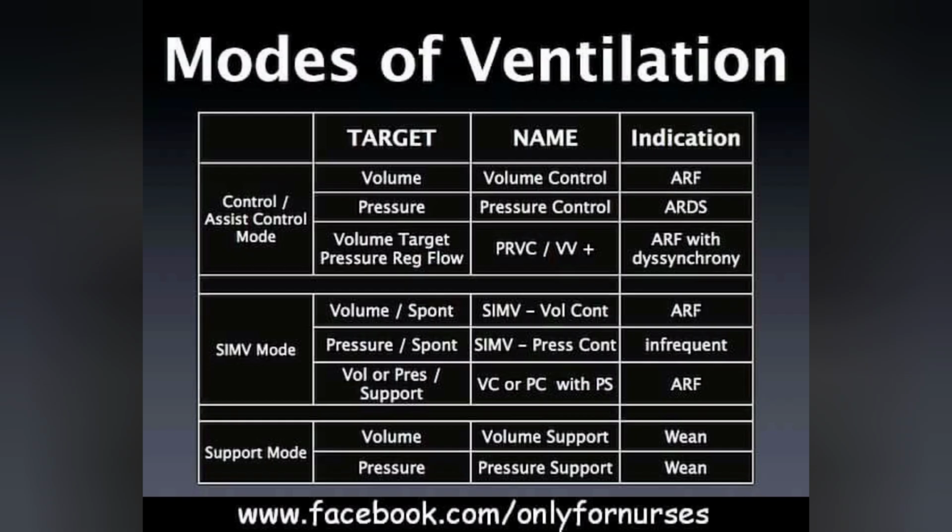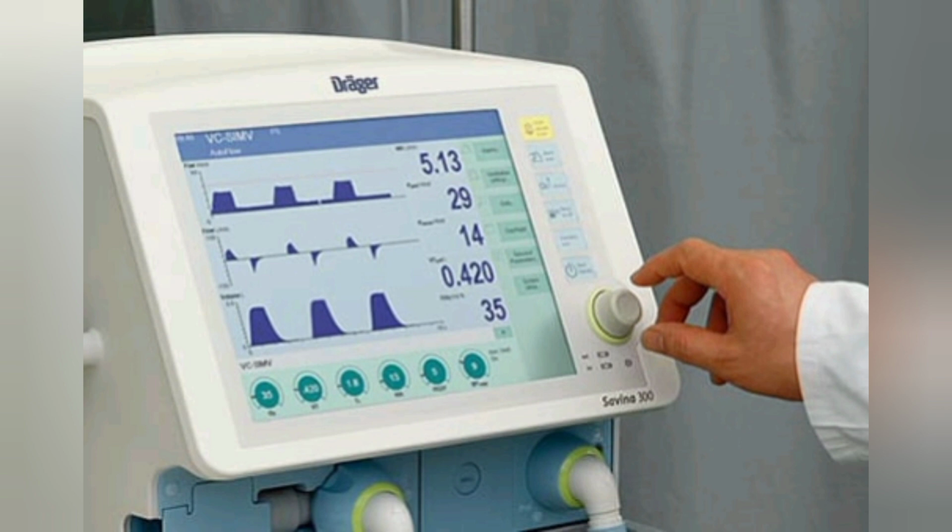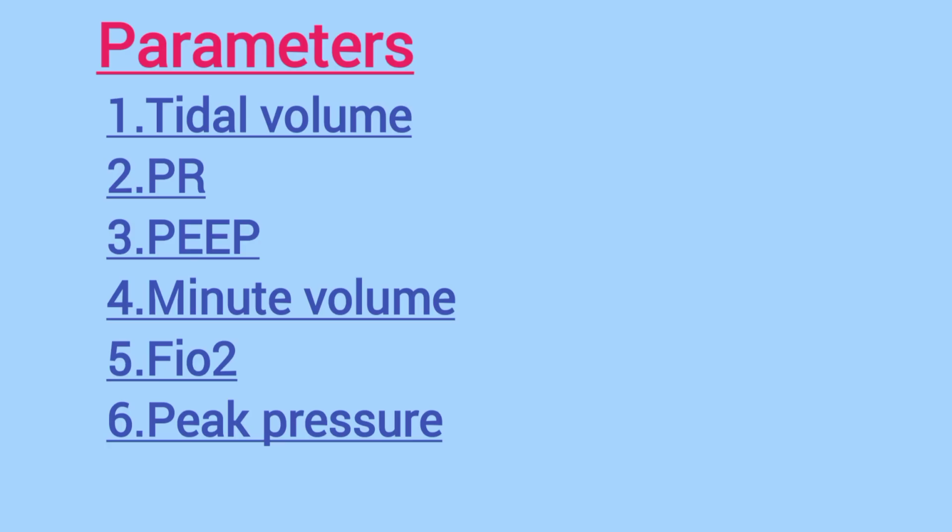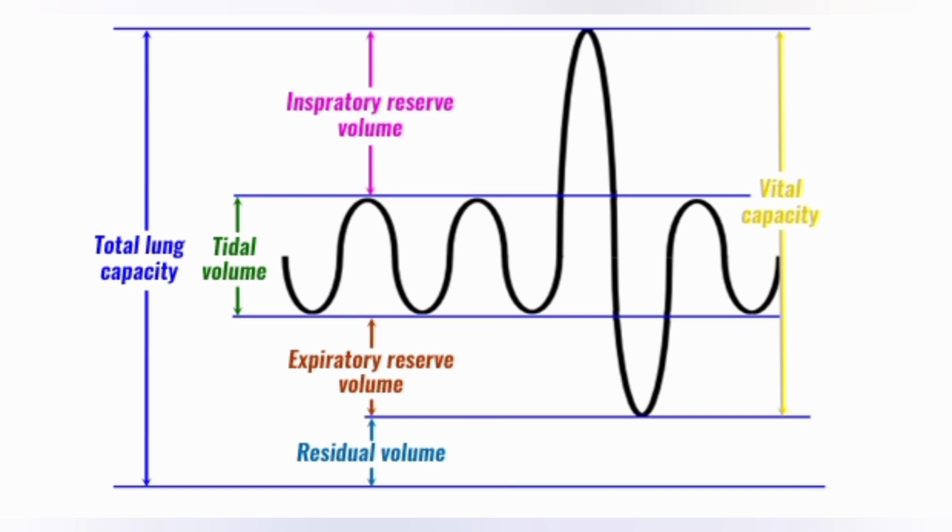A ventilator has some specialized modes for different breathing patterns and for the fast recovery of the patient's breathing system. Also, a ventilator has different parameters to set the rate according to the patient's condition, age, weight and treatment type. Those parameters are tidal volume, RR, PEEP, minute volume, FiO2 and peak pressure. So first of all, we will understand the parameters.